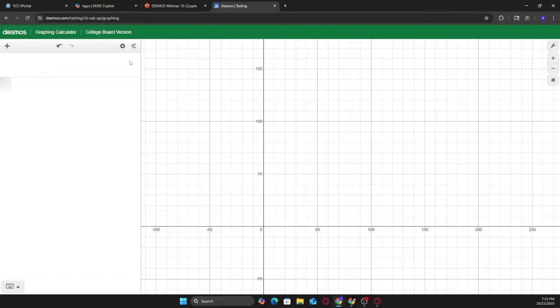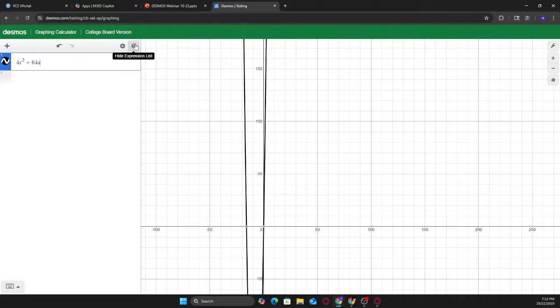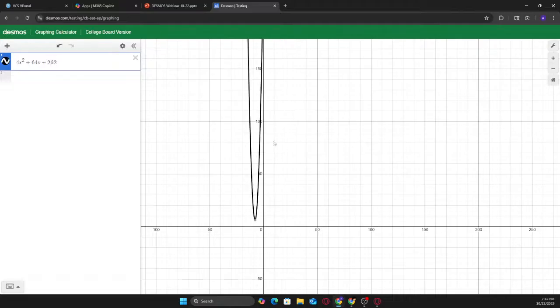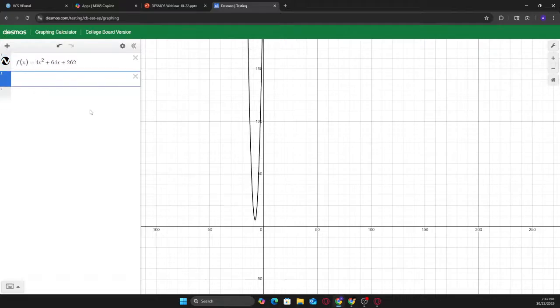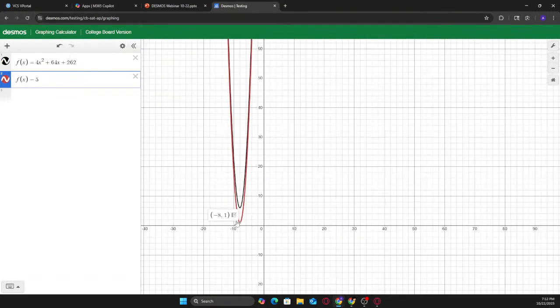Okay, so one solution with 2 lines or 2 graphs. Let's say we have this one, 4x squared plus 64x plus 262. Okay, whatever. So we have the shifters. Transformations are important on the SAT as well. Let's say we have f of x equals that. We can do many things. We can do x minus 5, so it shifts it to the right. We can do x plus 5, it shifts it down. It just asks for the minimum, but we're going to be looking at something else.